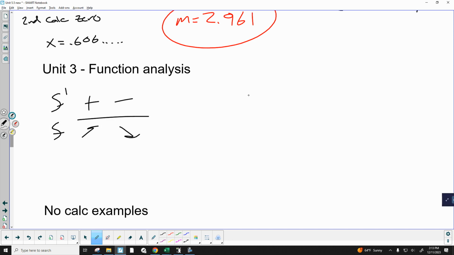Which means a second derivative sign, that's a second derivative, will tell us if our first derivative is increasing or decreasing. But turns out if we know if our first derivative is increasing or decreasing, our original function we know is curving upwards or curving downwards.